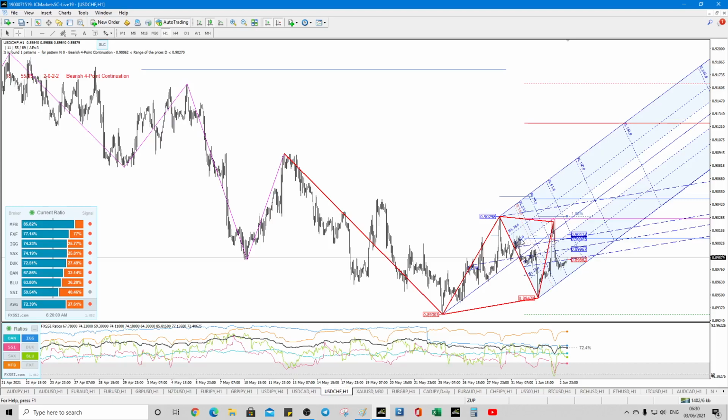So I'm not really sure what to say. Just sit on your hands. Monthly pivot's there, so we are bearish, and we're sentimentally a sell.